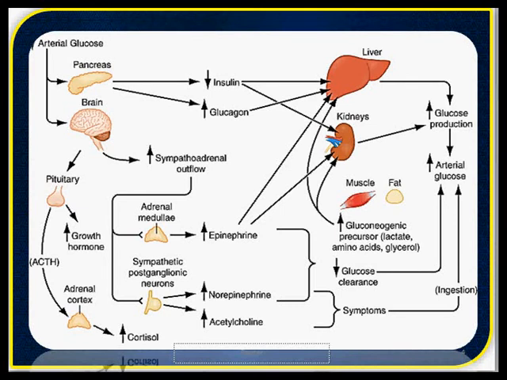So whenever there is hypoglycemia, the first defense is reduction in insulin, the second defense is increase in glucagon, the third defense is the sympathoadrenal outflow, and the accessory defense is through the growth hormone and the cortisol. And of course the symptoms make us eat glucose from an external source. These are the ways in which glucose is maintained in the body.